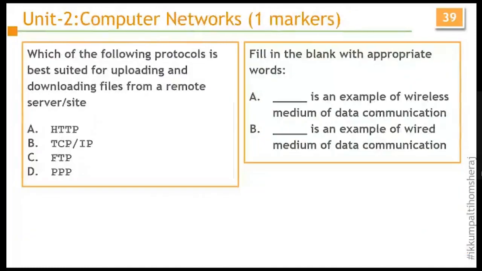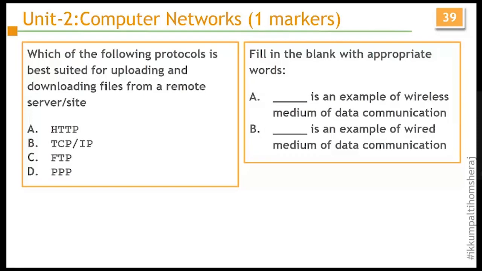As far as network is concerned, apart from the usual questions, we might have questions of this kind: which of the following protocols is best suited for uploading and downloading files from a remote server or site? So they have to just give one name. So obviously this is going to be a 1-marker question. Then fill in the blanks with appropriate words. A dash is an example of wireless medium of data communication. Dash is a wired medium of data communication. Here they can write any wired or any wireless example.